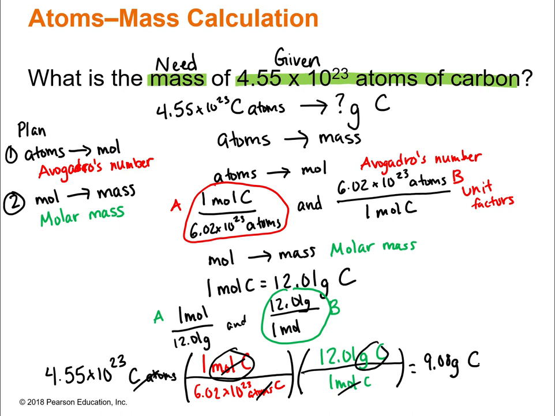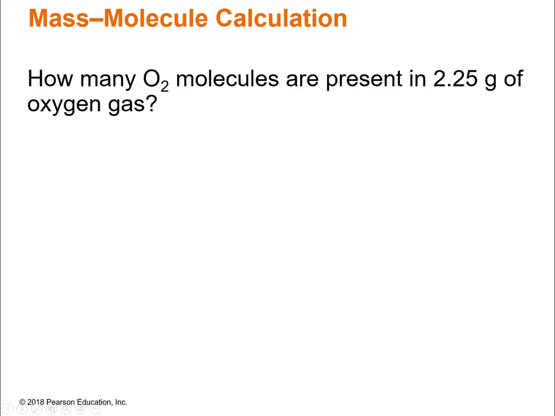Questions on this? I know we need to do more practice, but are there any questions on this particular problem? No, we can do it in the reverse. So we can have a mass that we start with, and then we have to work it from mass to moles and moles to atoms. Good question. How about we do that? I can't leave you hanging. I got to give you one of each so that you have examples to go from.